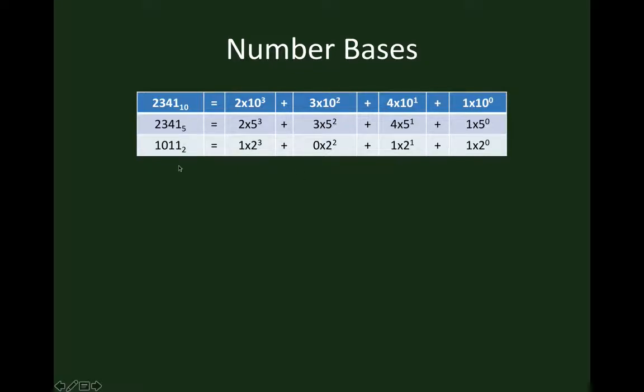And then we have base 2 down here. So the number 1011 base 2 is 1 times 2 to the third, plus 0 times 2 squared, plus 1 times 2 to the first, plus 1 times 2 to the 0 power. So this would be 8, no 4s, plus 2, which is 10, plus 1, which is 11. So as a base 10 number, 1011 would be equivalent to the number 11.